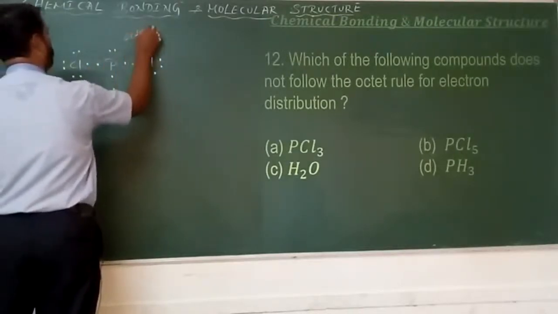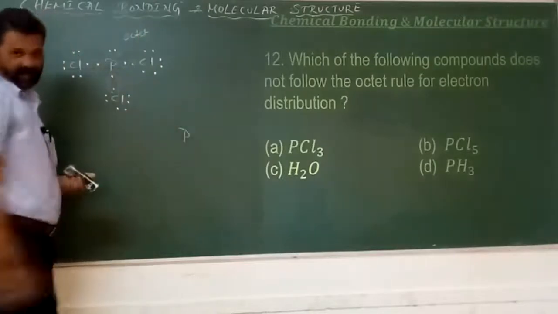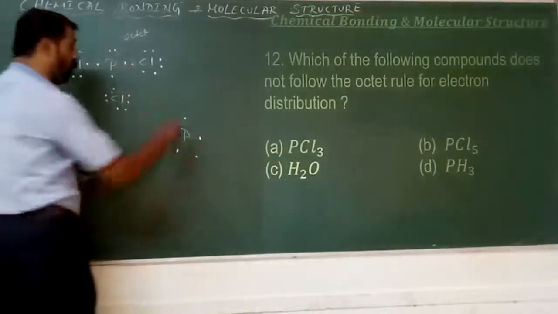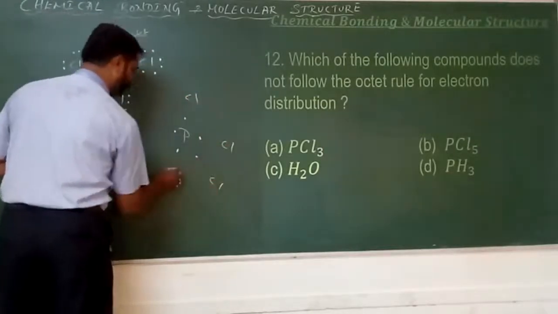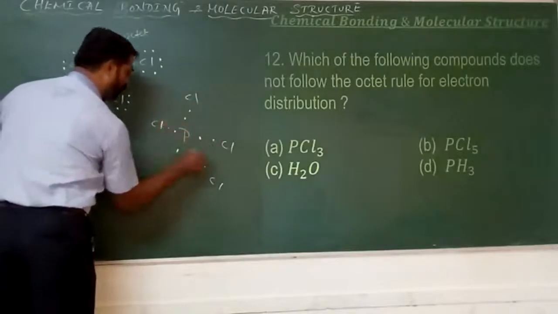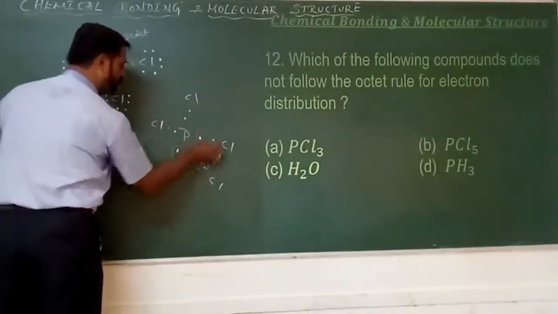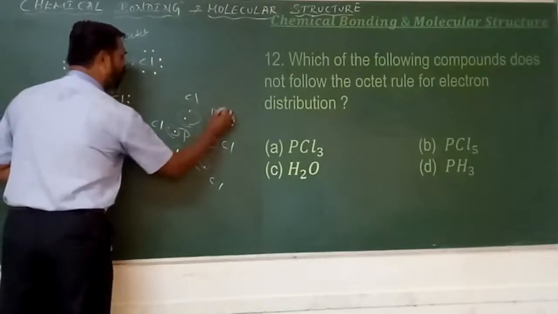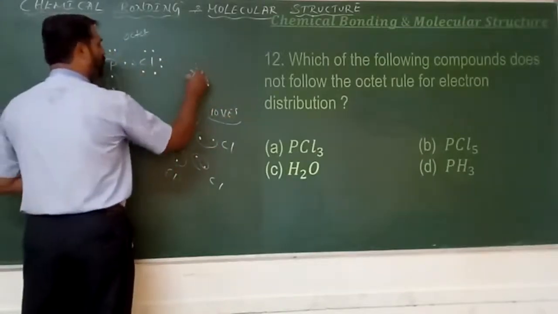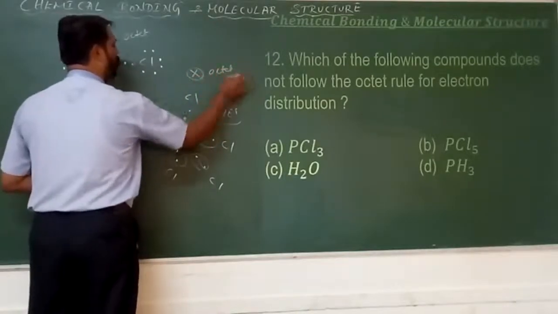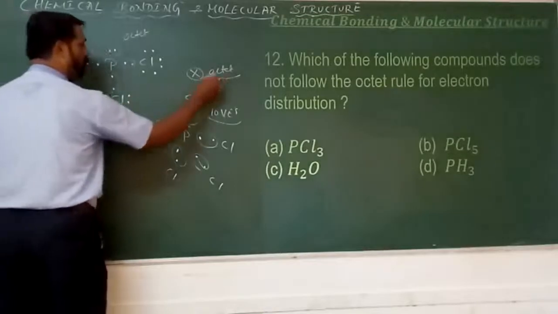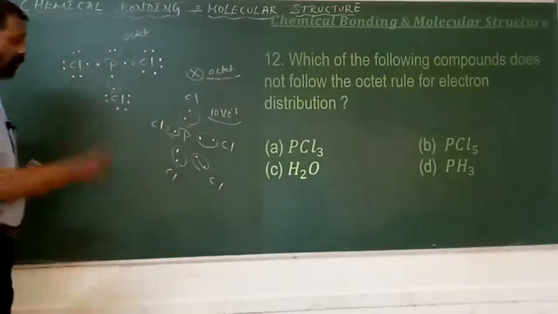If it is PCl5, phosphorus has 5 valence electrons and each chlorine shares 1, so it has 10 valence electrons. This is a violation of the octet rule. Oxygen is possible. Why? Oxygen is 6, hydrogen is 1, 2 plus 2 plus 2 plus 2, again an octet.